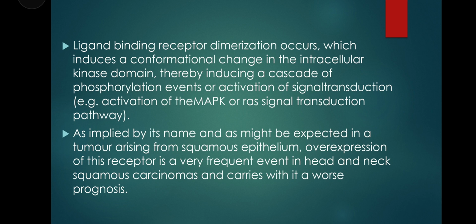On ligand binding, receptor dimerization occurs, which induces a conformational change in the intracellular kinase domain, thereby inducing a cascade of phosphorylation events or activation of signal transduction. Example: activation of the MAPK or RAS signal transduction pathway, as implied by its name and as might be expected in a tumor arising from squamous epithelium.